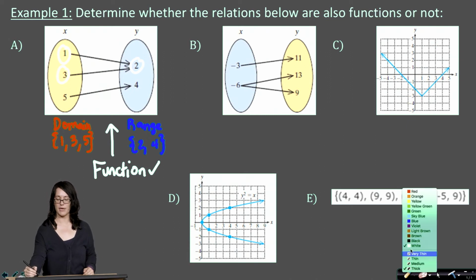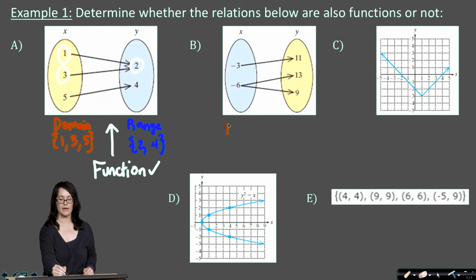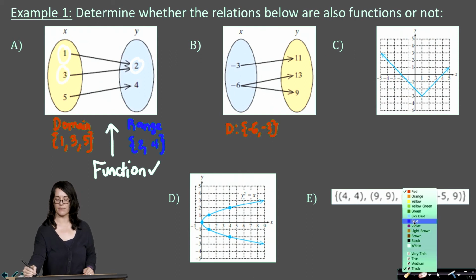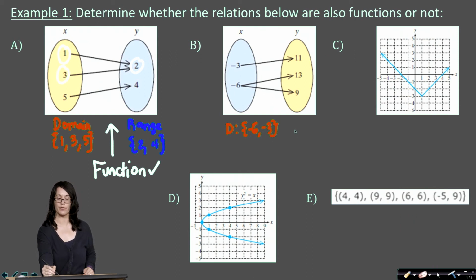What did you say for B? Again, the domain for B would consist of -3 and -6. In order, it would be -6, -3 technically. While the range consists of the outputs 11, 13, and 9. And in order, it would be 9, 11, and 13. Okay, would that have been a function? Yes or no?